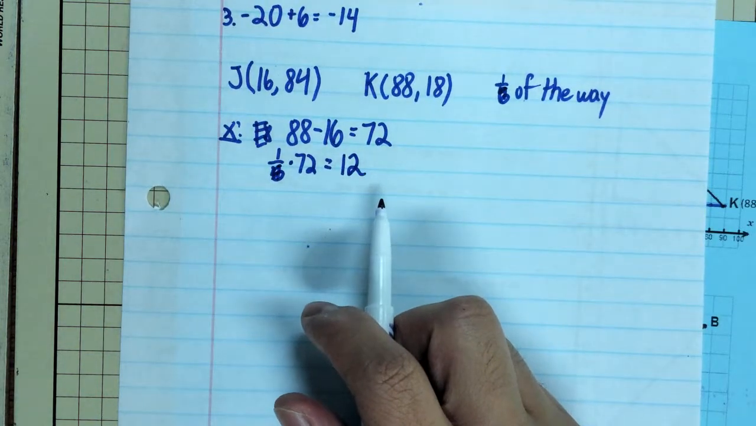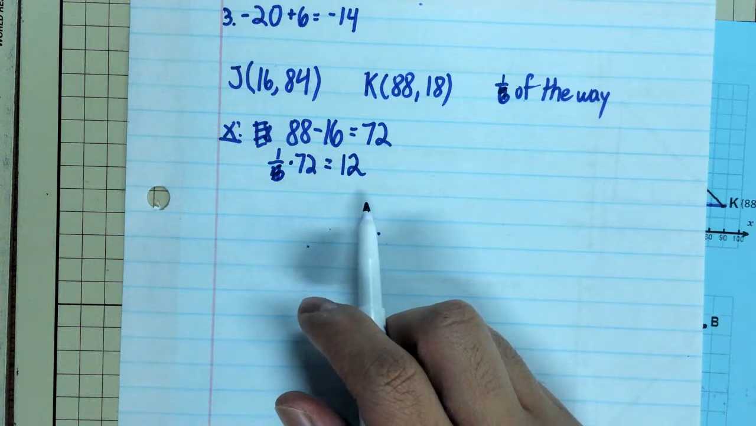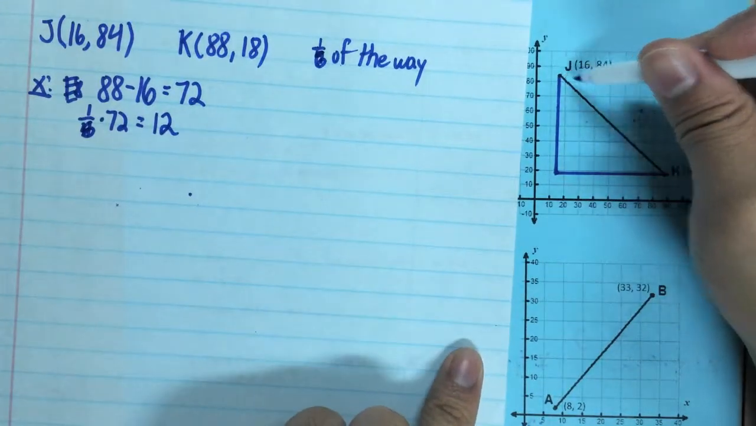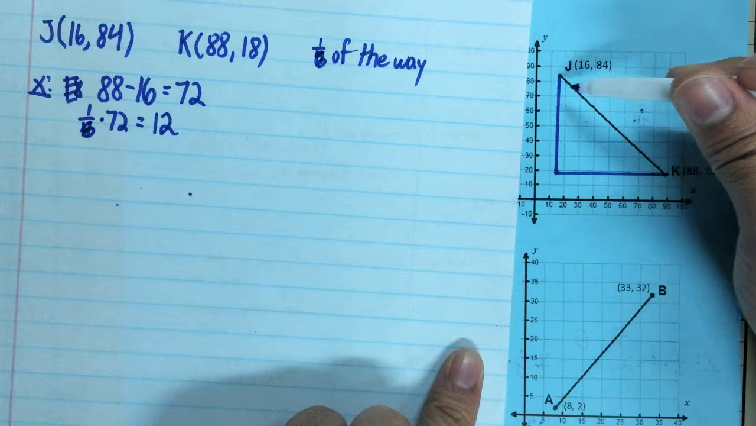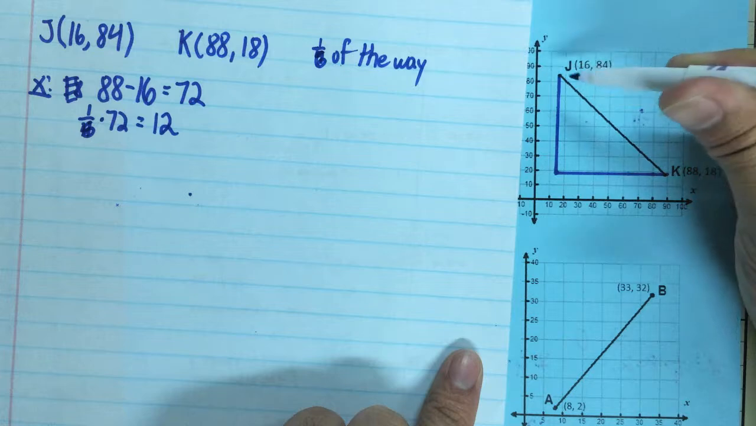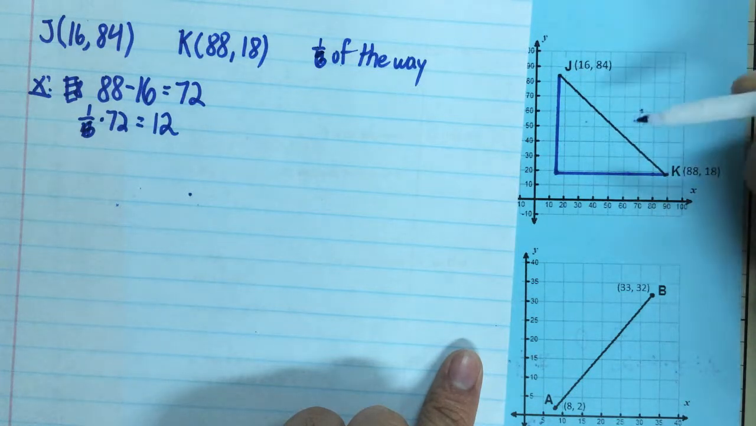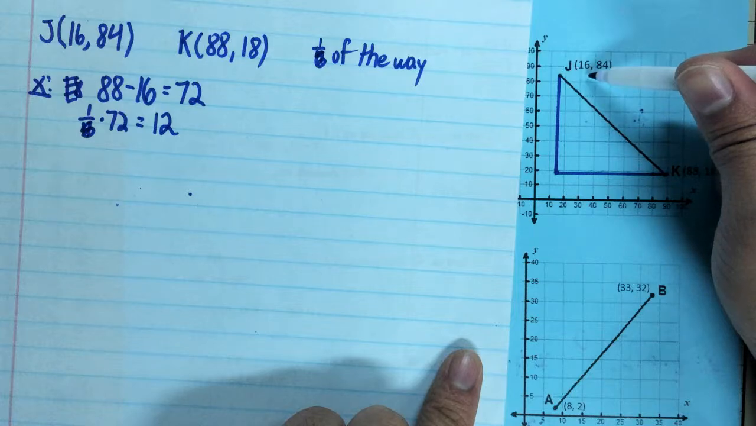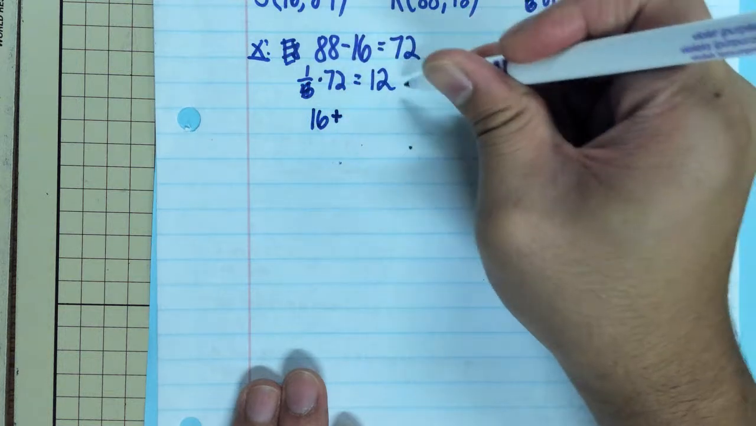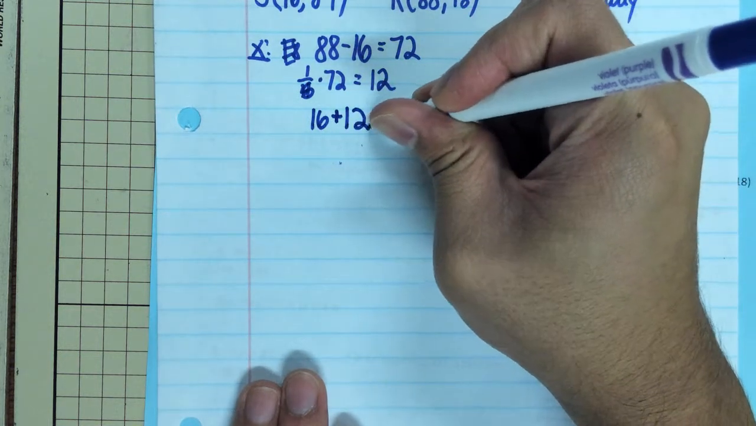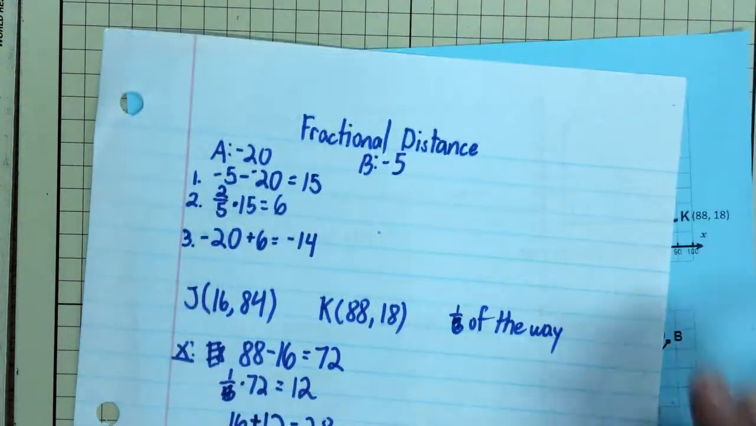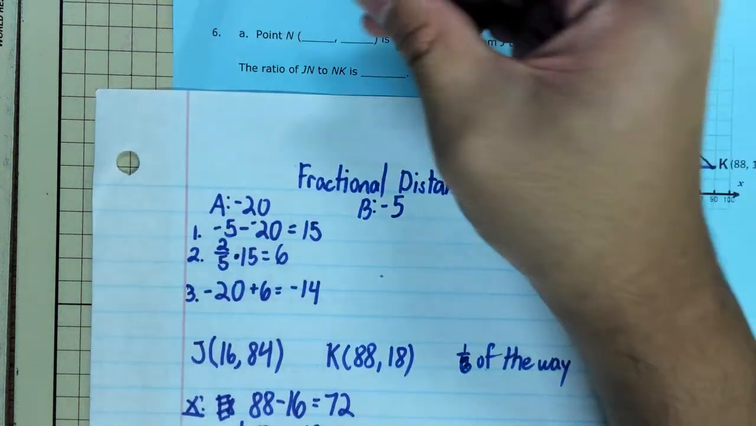12 is not my answer for x, it's how much I'm moving on the x. So let's take a look at the picture. From J to K, notice I am moving down and right. Because I'm moving to the right, that means on the x I am adding. I'm starting at 16, there's my starting point. Start at 16, and we are adding 12. That's our 1/6 of the way. 16 plus 12 gets me 28. So that means on the x value, we will end up at 28.